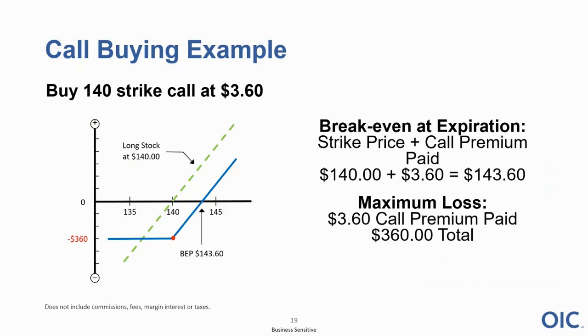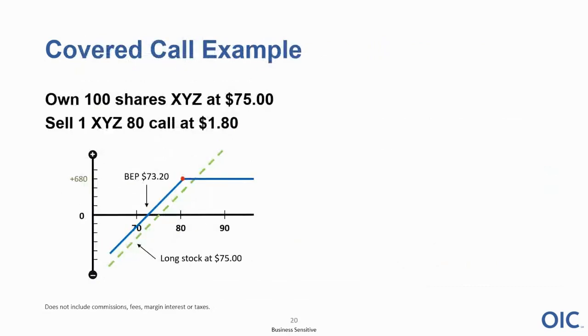So call buying, this is what it looks like. We've got unlimited upside potential with a maximum loss representing the premium that we paid. Now, opposite to buying a call, we can sell a call. We talked a little bit earlier about that covered call example. We own 100 shares of stock, and we can sell a call against it to generate some additional income.